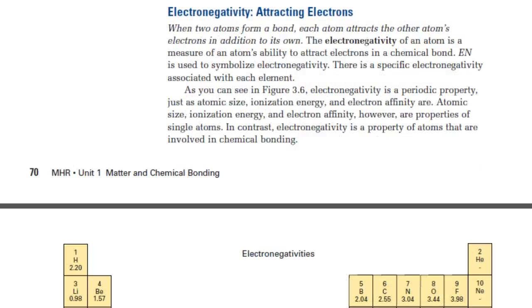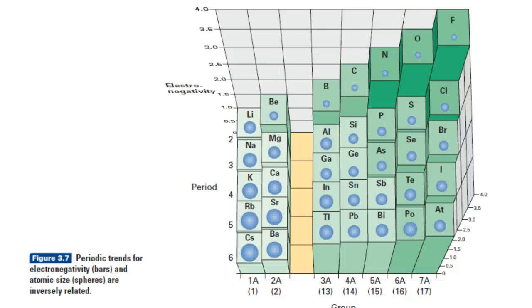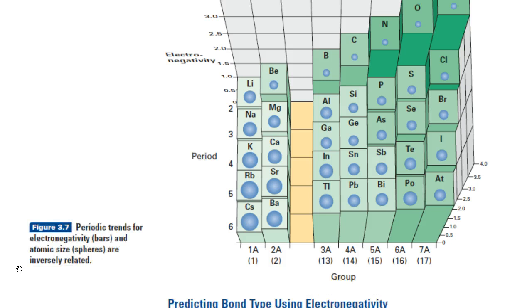On page 70, you've got the electronegativity of the particular atoms in a bond. And you'll also notice right here, page 71, you have a nice electronegativities table. So you can use that to answer your questions if you need to. That's page 71 in case you missed it. And on page 72, there is a good visual representation of the periodic trends of electronegativity across the periodic table.